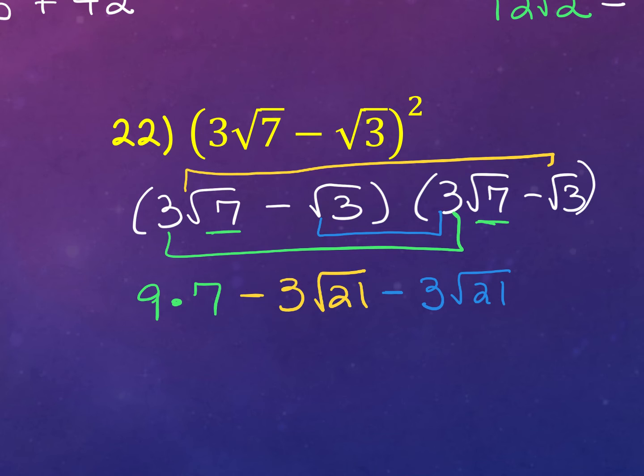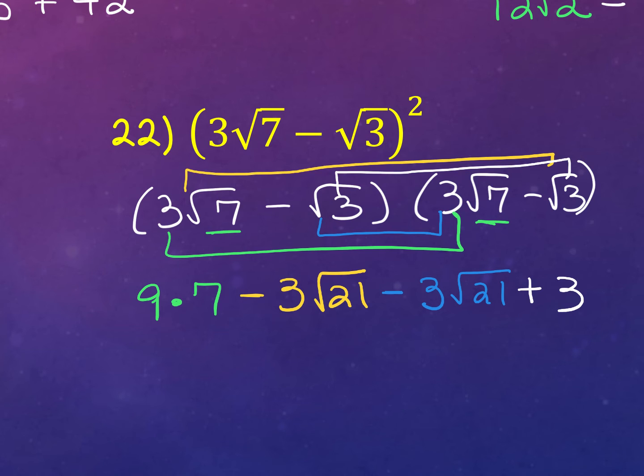And then finally last, negative square root 3 times negative square root 3. Negative times negative is positive. Got a pair of square root 3's, so the 3 just comes out. Because really what we're doing is 3 times 3 is 9. Square root of 9 is 3.